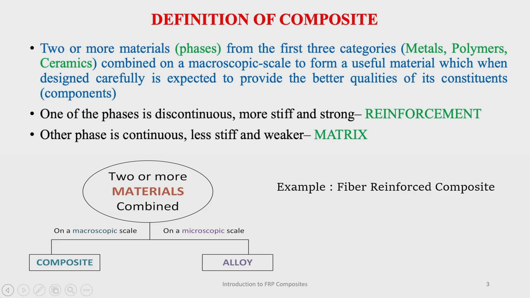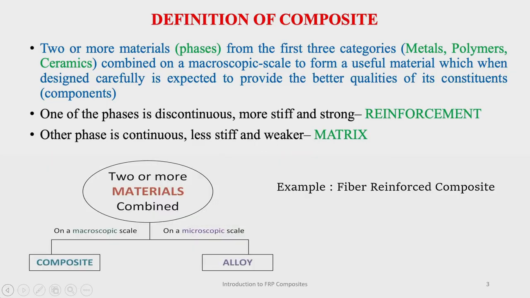So, what is a composite material now? Now we understood why a composite material had to be thought of. And a composite material is actually two or more materials, as shown in this schematic, two or more materials combined on a macroscopic scale to have certain desired properties, which is better than the individual constituent components, and this is composite.